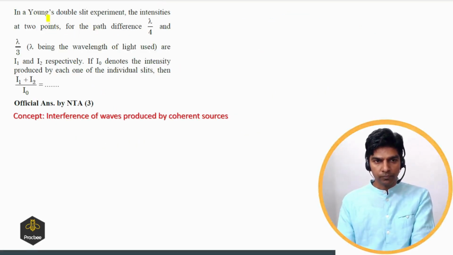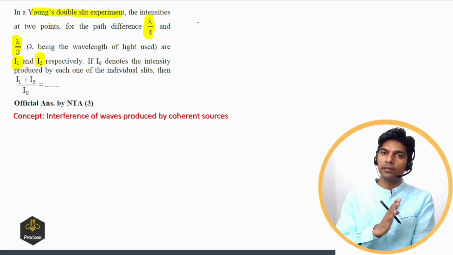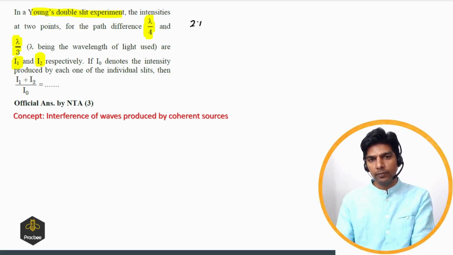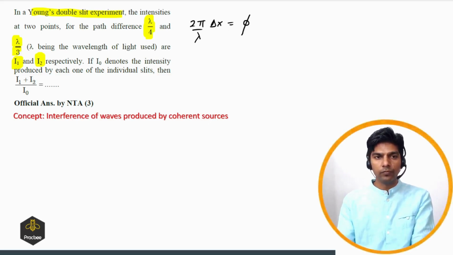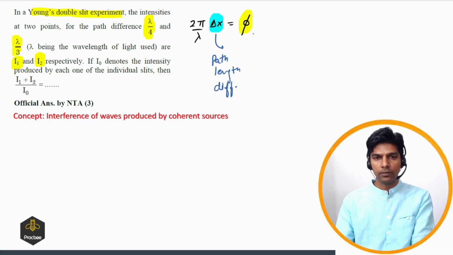Right, so let us see the next question. In YDSE experiment, the intensity at 2 points for a path length difference lambda by 4 and lambda by 3 is I1 and I2 respectively. So here let me tell you one more important concept, the relation between the path length difference and the phase difference. So 2 pi by lambda times delta x is nothing but the phase difference, where delta x is the path length difference and phi is the phase difference. So let me write here, this is path length difference and this one is phase difference.